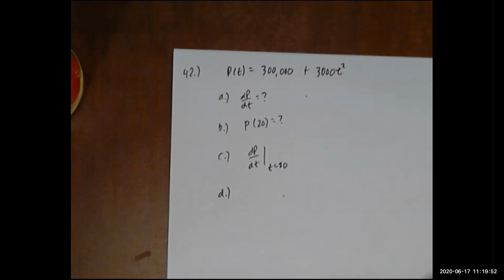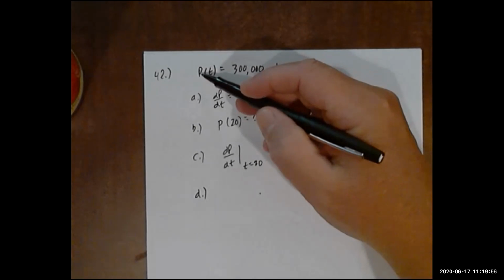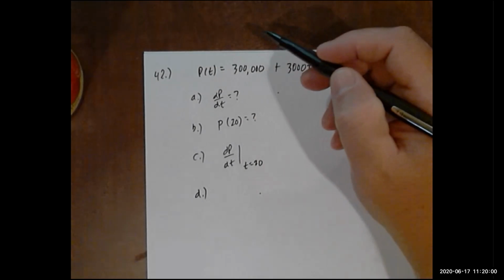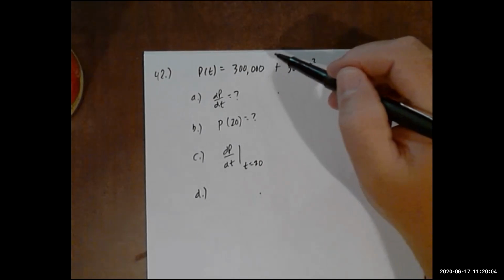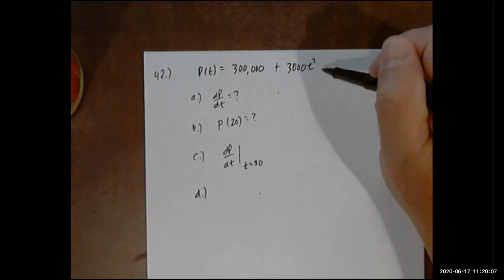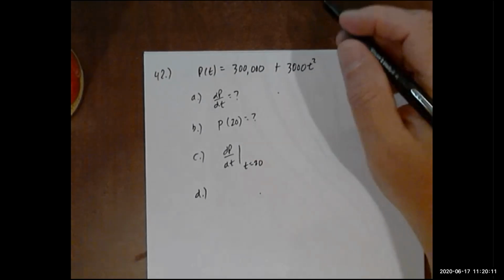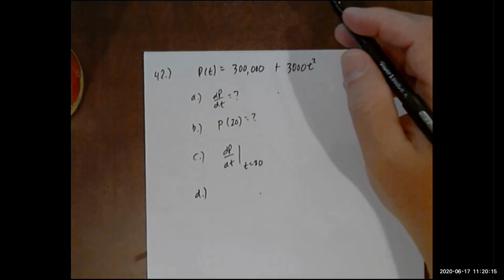So here's what they're asking us, what I've written down. P is the population, the number of people. T is the number of years. So this basically is an equation that tells you, you choose how many years have passed, and we can tell you the population. You plug in the number of years into this equation, and we'll give you the population.